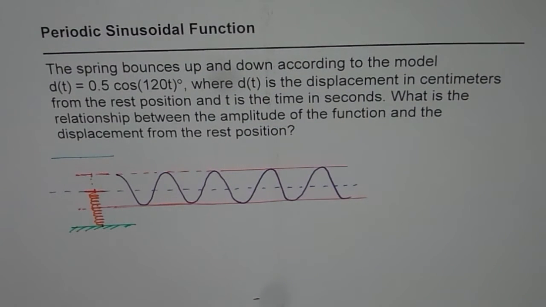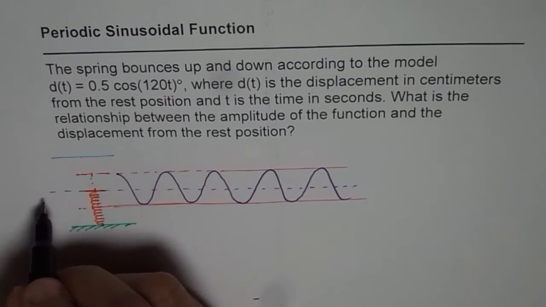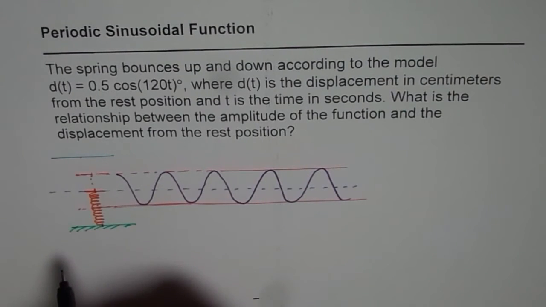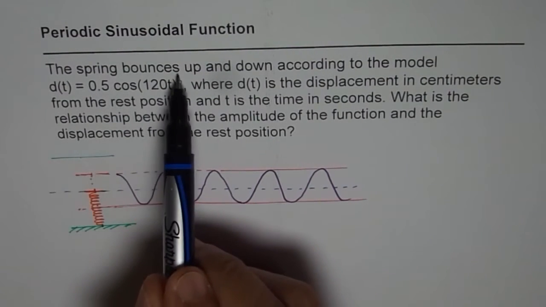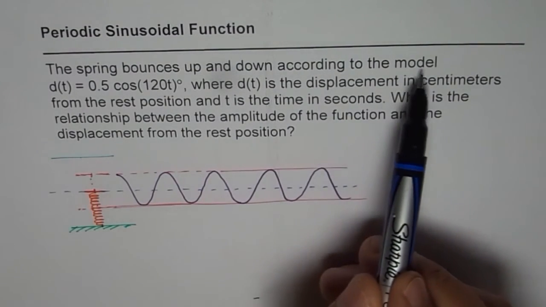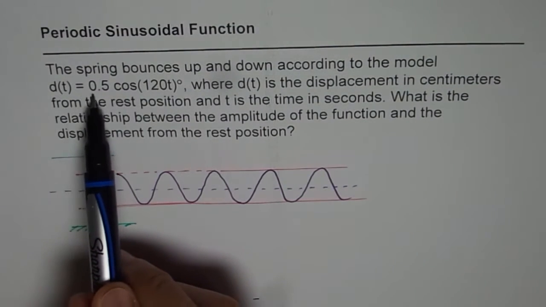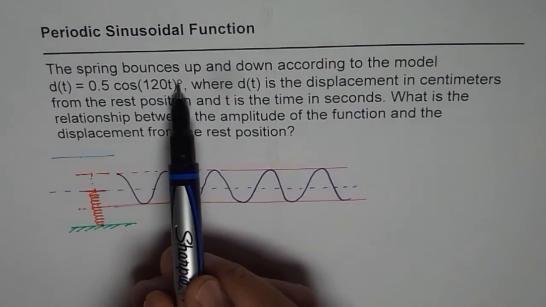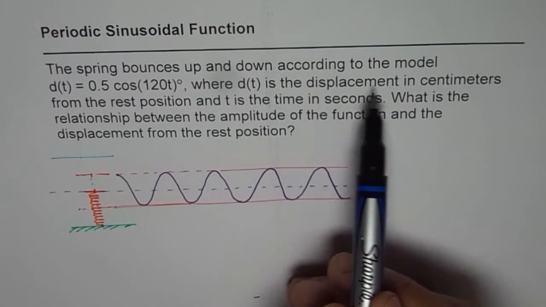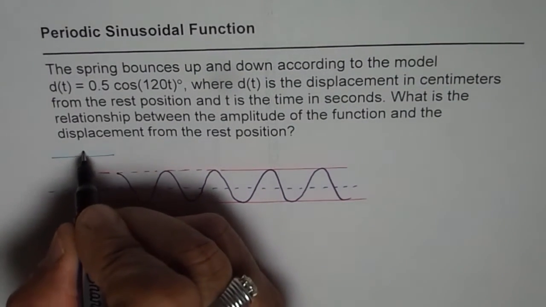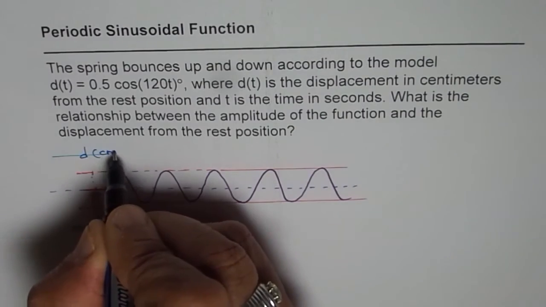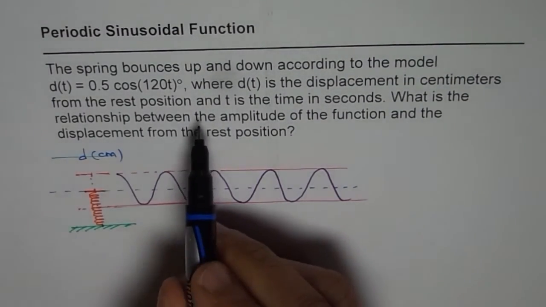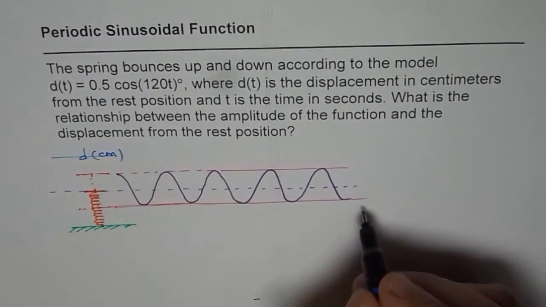So what has happened here is that this is your axis, and from the axis we pulled the spring and then released it. Then the spring bounces up and down according to the model d of t equals 0.5 cos of 120t, where d of t is displacement in centimeters from the rest position, that means from here, and t is time in seconds.